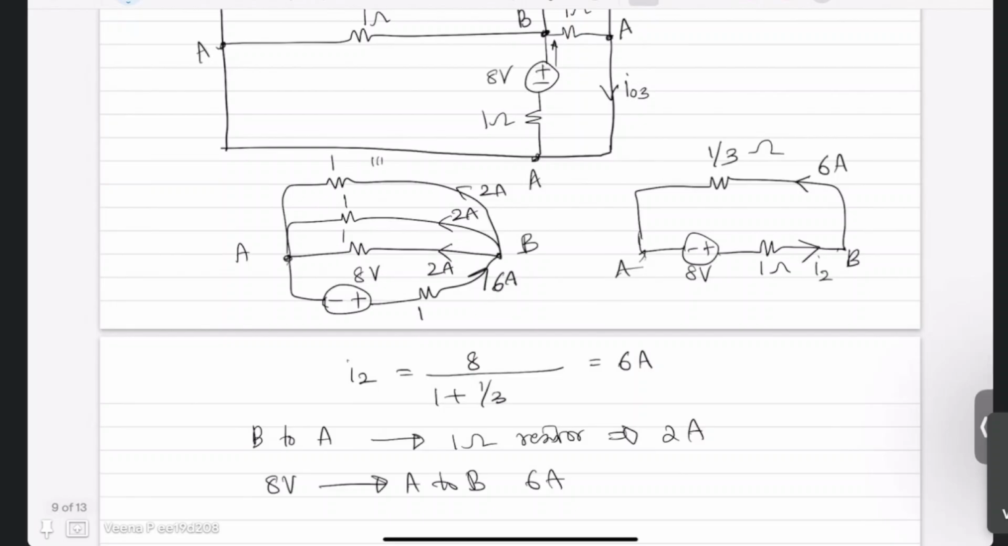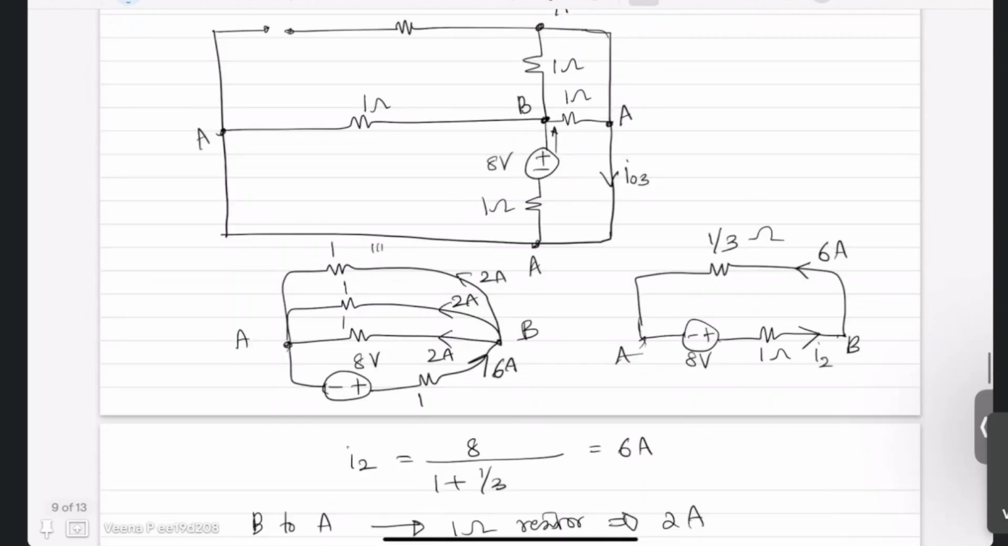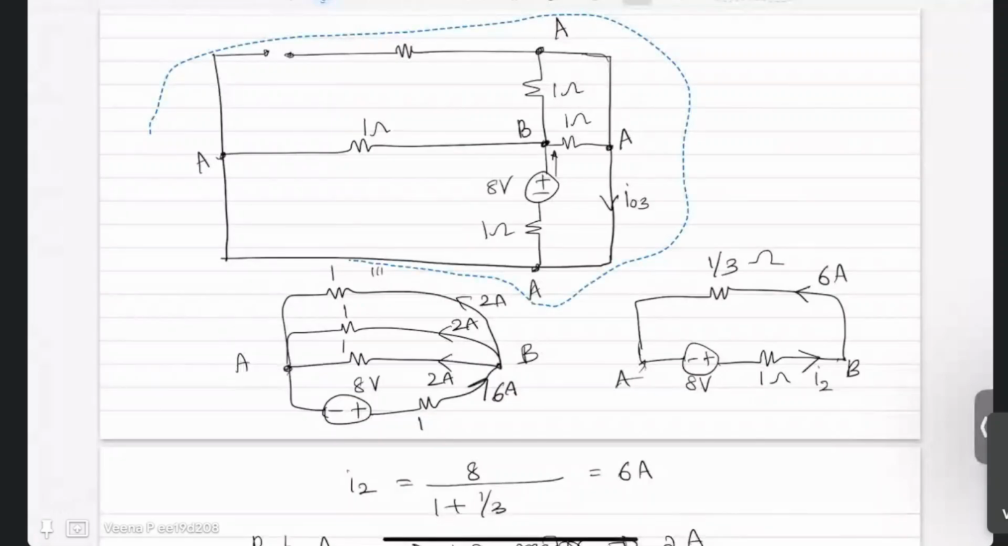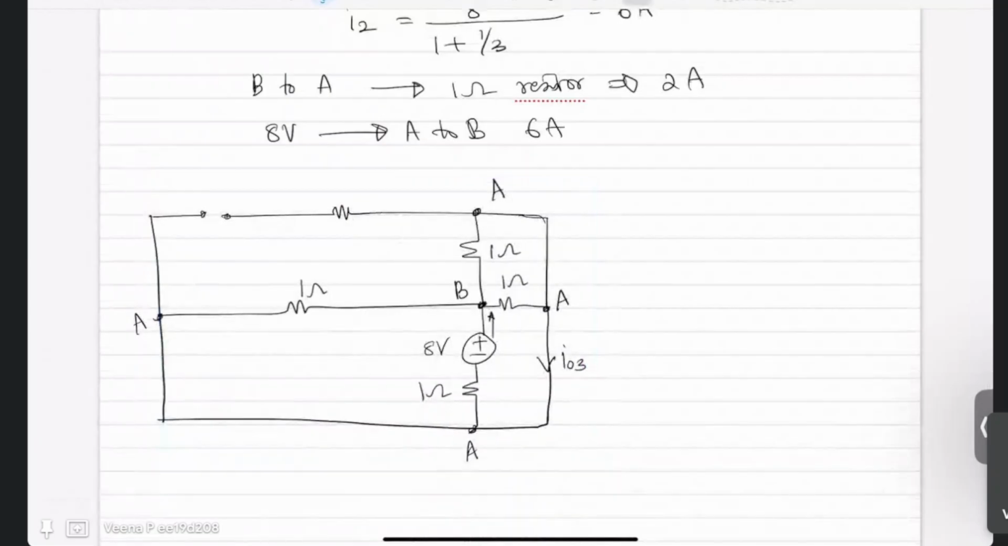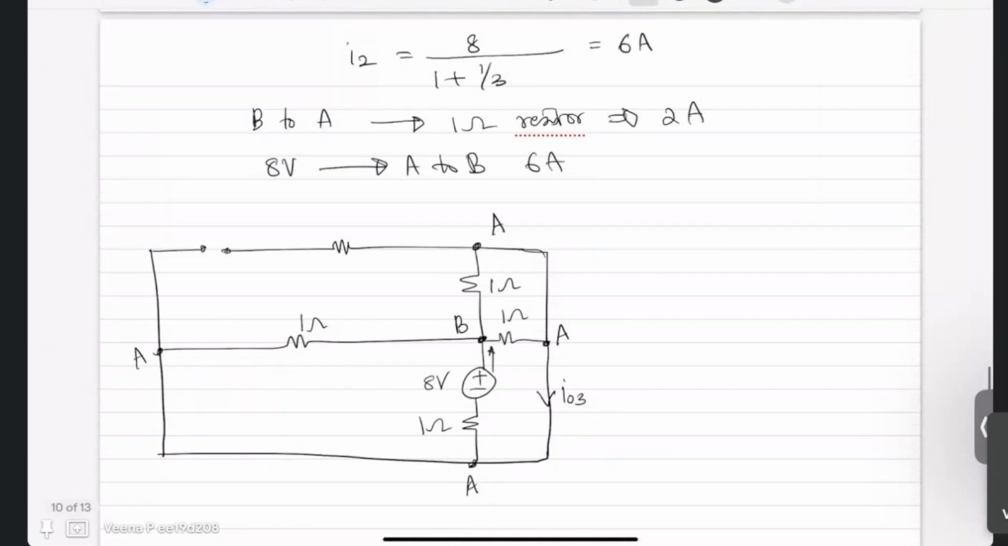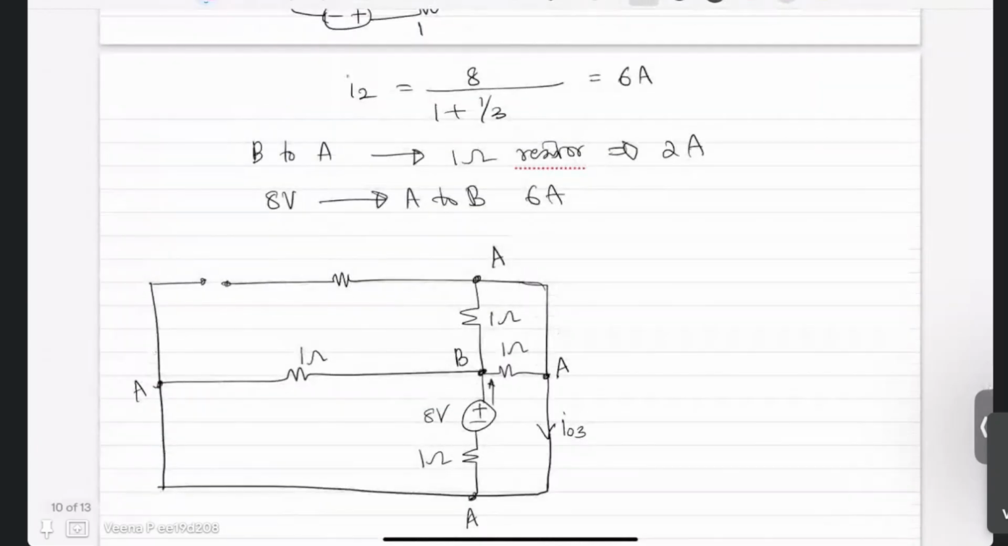If you draw these equivalent currents in your original circuit, you will see that from B to A, through each 1 ohm resistor, 2 ampere will flow. So this is your 2 ampere. This is your 2 ampere. This is also your 2 ampere. This is also your 2 ampere. Again, at 8 volts, 6 ampere is flowing. That means here 6 ampere.